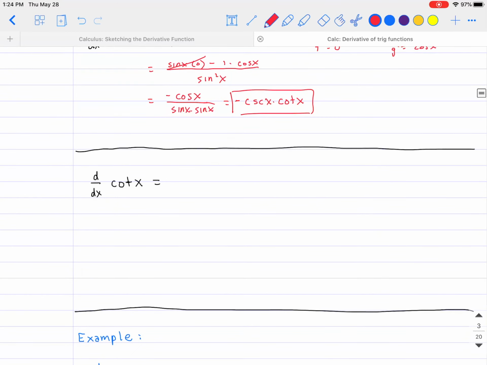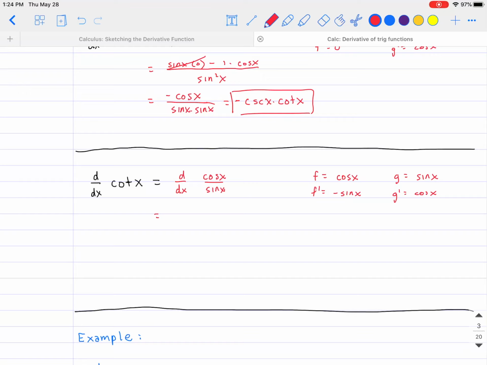Okay. And finally, for the last one, might as well go ahead and finish it up, right? Because we have everything done so far already. So the derivative of cotangent, we're going to write this as cosine over sine this time. Okay. So the top function, f, that is going to be my cosine. The bottom function, which is sine, that's going to be my g. So f prime is equal to negative sine of x. g prime is equal to cosine of x.